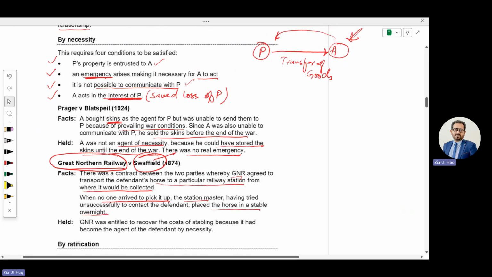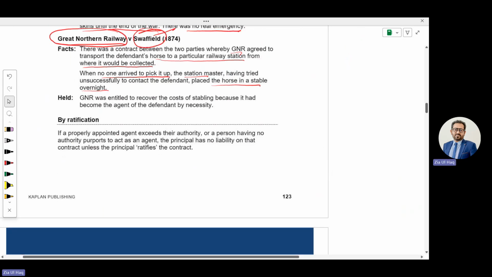First condition fulfilled. Obviously, if nobody came to pick up at the station, there was an emergency where they could put the horse. They acted in the best interest of the principal because they kept the horse in a proper place. The proper place for a horse is a stable. So the railway company was entitled to recover the cost of stabling because it had become the agent of the defendant by necessity.